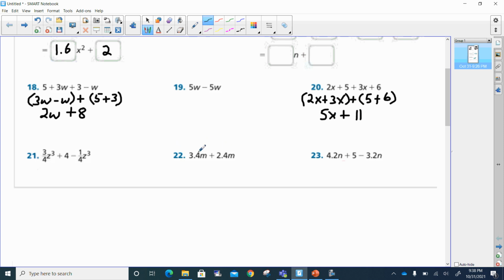I got number 22. This one says 3.4m plus 2.4m. That means I just stack these and add them up. 4 plus 4 is 8. 3 plus 2 is 5. So that means we got 5.8m.